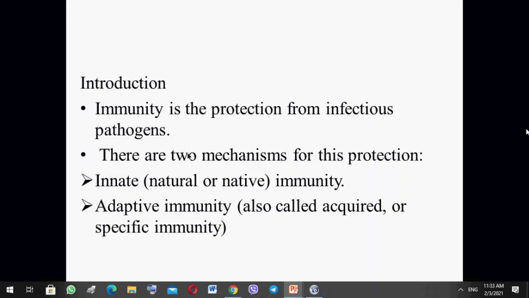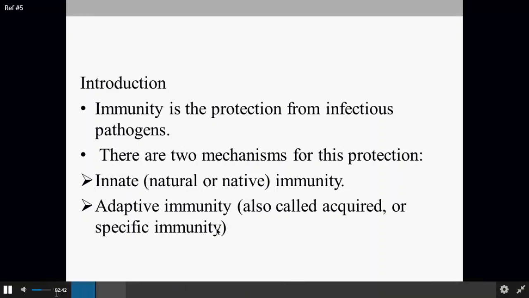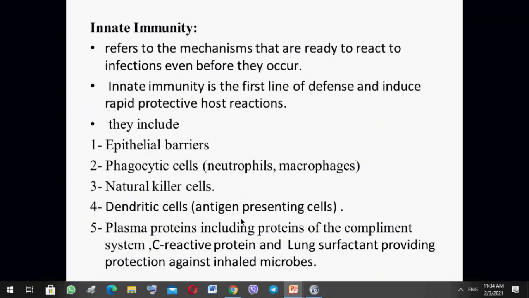And this protection is mainly done by 2 mechanisms. The first mechanism is by the natural immunity or the innate immunity, okay? And the second mechanism is done by the adaptive immune system, okay? Or we call it acquired or specific immunity. So what is the innate or natural immunity?